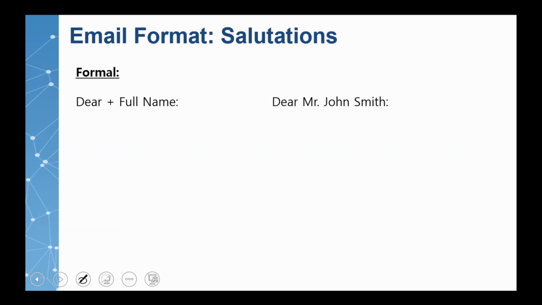So the most formal salutation is using the full name with a colon, as I said before. Dear Mr. John Smith. That's the most formal way to begin your email. That's what you would use if you're writing again to a very important person in the company. If you're writing to your own CEO at your company, you might use this, or especially to a CEO of another company, or a high-ranking government official in another country, or even in your own country.